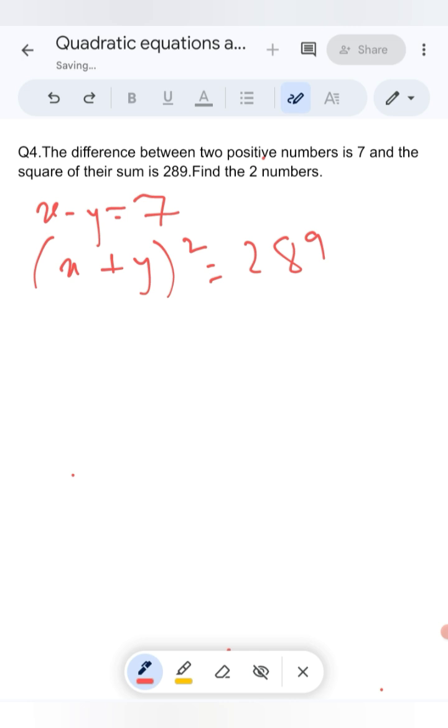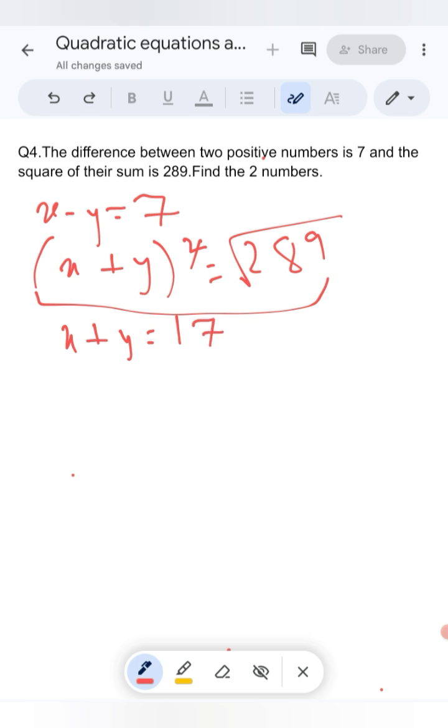Okay, so now there are two methods to solve it. One by one, let's check it out. I can simplify this second equation, right? X plus y whole square is equal to 289. So if I cancel the square and put a root on the other side, I get x plus y is equal to 17, because 17 square is 289.